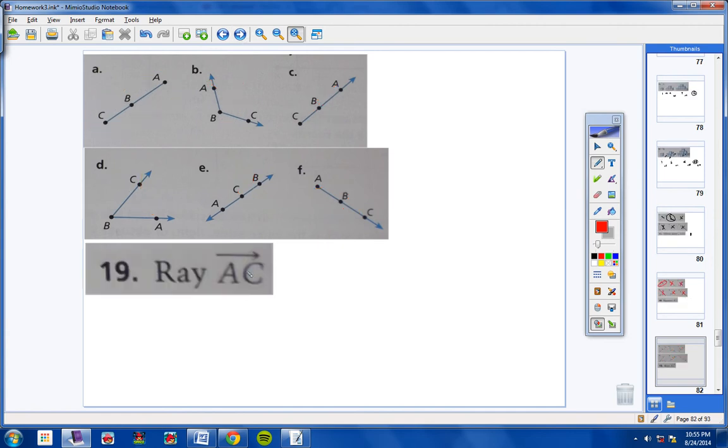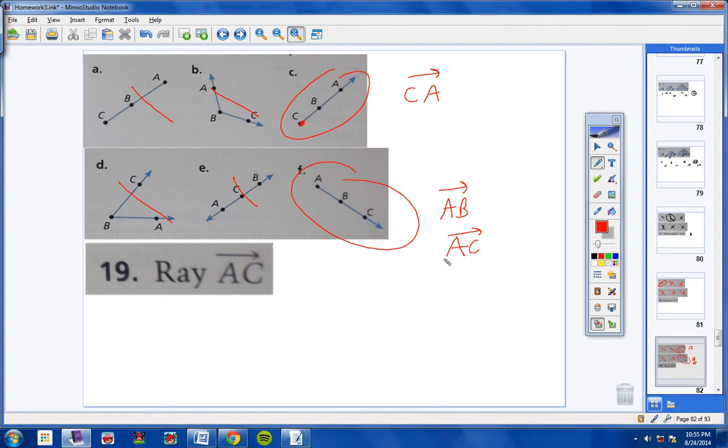Moving on to number 19, ray AC. This is not a ray. This is not a ray. This is, and this is. But see this ray here? The endpoint is C. So this would be ray CA. You could also call it ray CB if you wanted to, okay? But this ray here is either called ray AB, which is totally acceptable, or you could also call it ray AC, which is totally acceptable. So F is the answer. F is ray AC.